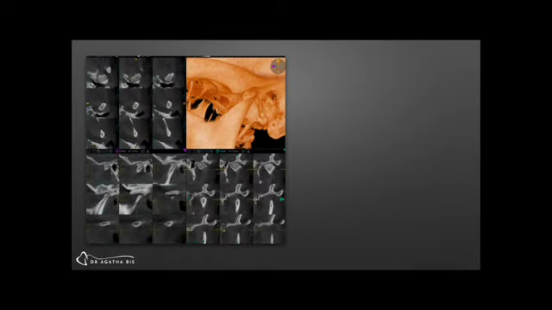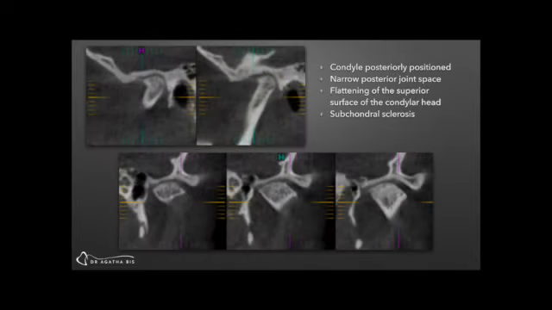So here's her left side CBCT. And if you take a good look at the left side condyle, it is posteriorly positioned. It has a very narrow posterior joint space. It's flattened, and there's subchondral sclerosis, and there's also some beaking starting on that condyle. All this suggests a disc displacement along with the clicking.